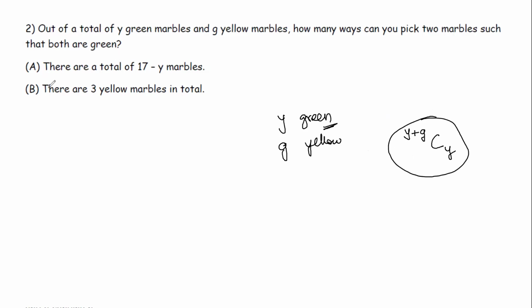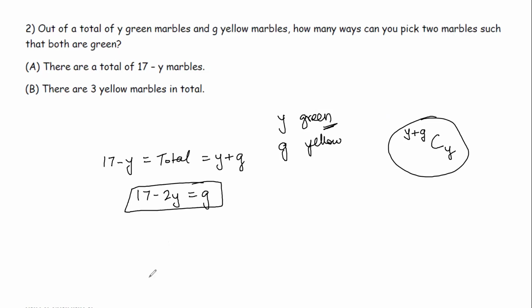Okay. Condition 1. Statement A. There are total of 17 minus Y marbles. So that we know Y plus G is 17 minus Y. So we get 17 minus 2Y is equal to G. Right? From the first expression and the information given in the question stem. No, we are not getting anywhere with this also.